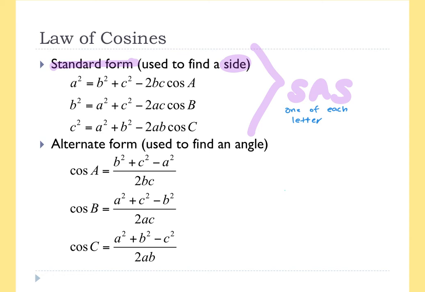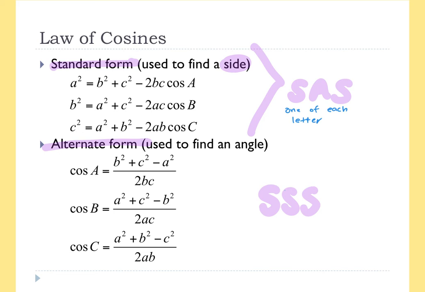You'll find that last side, and then you can move on to the alternate form, which is going to give you the other angles. So this is used for side, side, side. If I know all three side lengths, then the cosine of A equals b squared plus c squared minus a squared over 2bc. So the side that matches the angle you're solving comes last. That's the one you subtract.